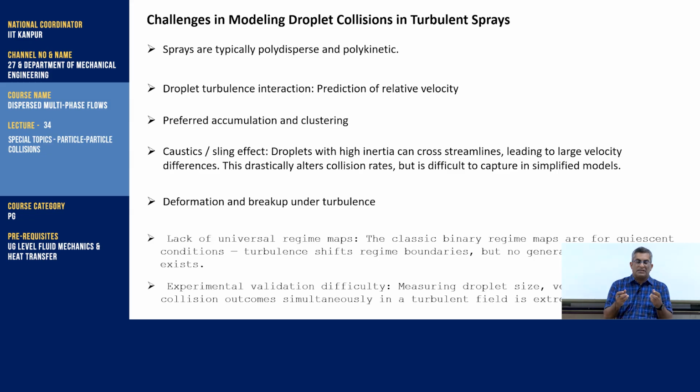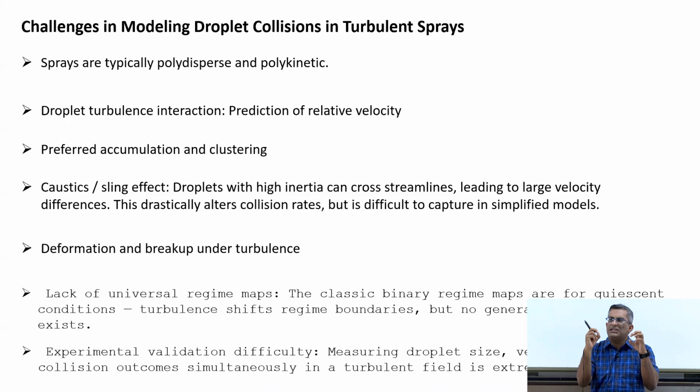So what happens is that, let us say you have a large particle and you have a very small particle. Let us say the small particle is almost like a tracer. Then when it approaches the large particle, it can just follow the boundary layer and leave without colliding.